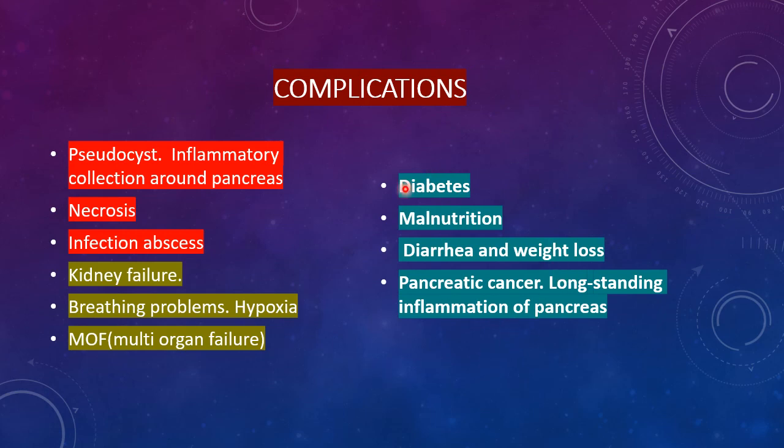Other complications include diabetes, especially if the beta cells are destroyed, and malnutrition as a result of deficiency of the pancreatic digestive enzymes. Patients can have diarrhea and weight loss due to malabsorption, and then chronic long-standing inflammation of the pancreas can lead to pancreatic cancer.